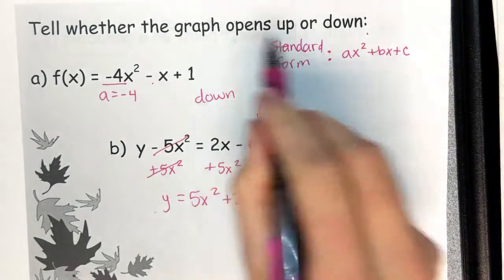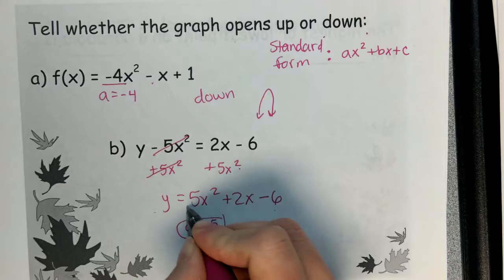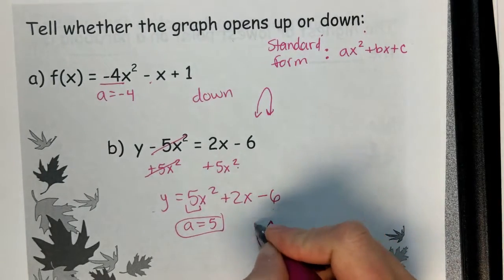So now back to this question. Does it open up or down? Well, what is A? A here is 5. So that means it faces up.